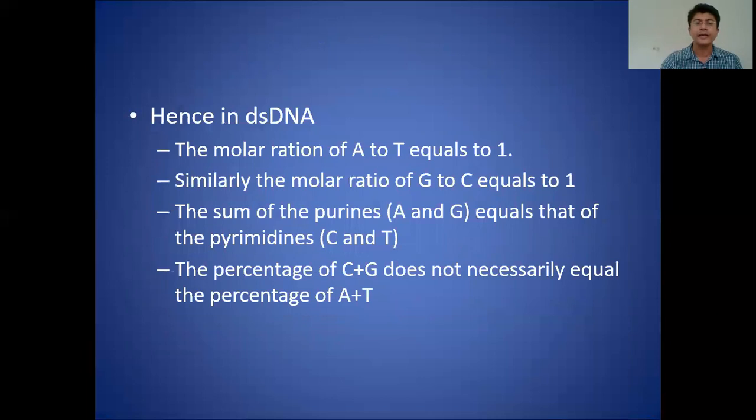Accordingly, the molar ratio of A to T equals 1. Similarly, the molar ratio of G to C equals 1. The sum of the purines, adenine and guanine, always equals that of the pyrimidines, that is cytosine and thymine. The percentage of C plus G does not necessarily equal the percentage of A plus T. So these are the things that you need to keep in mind.